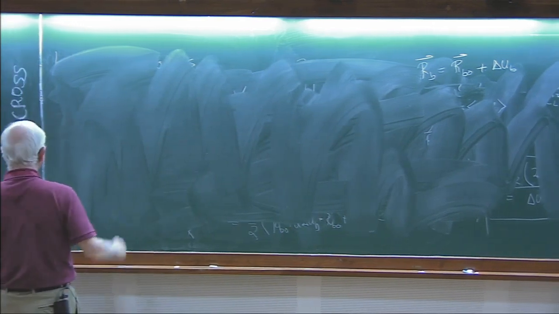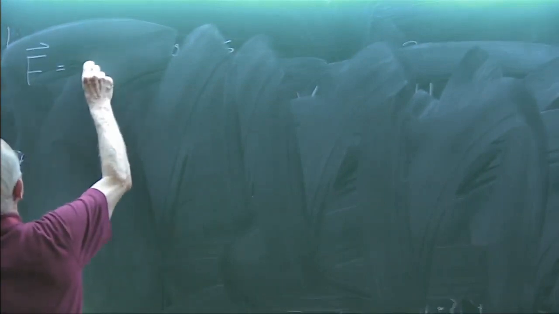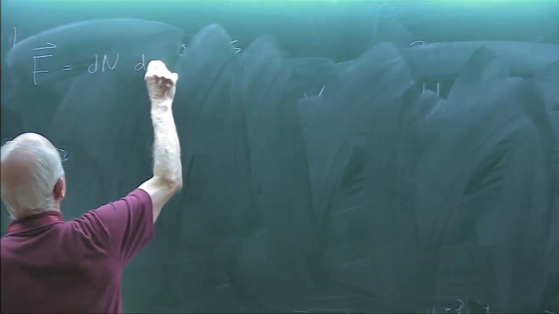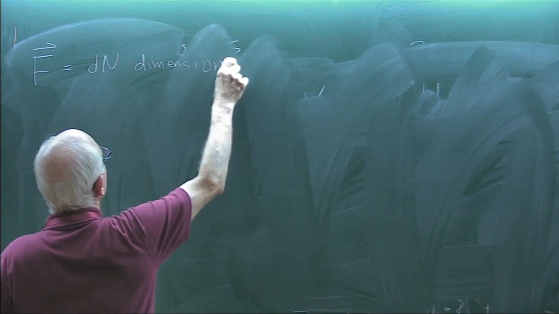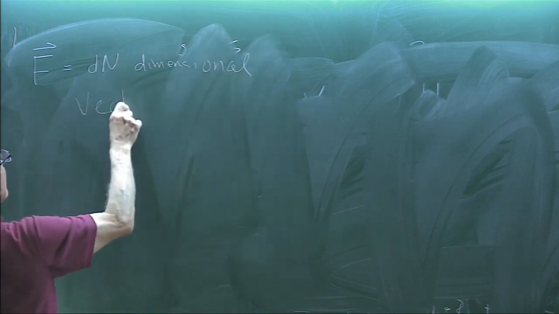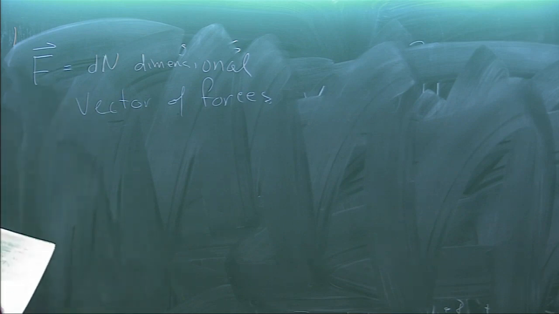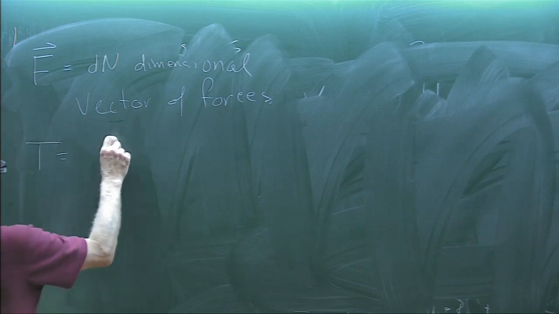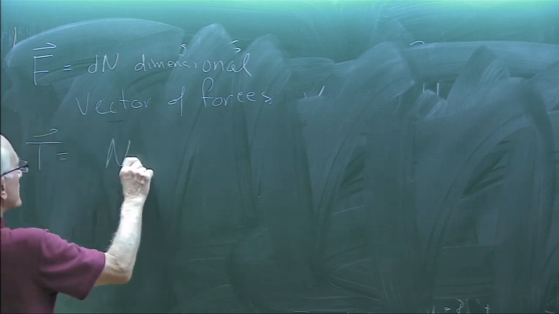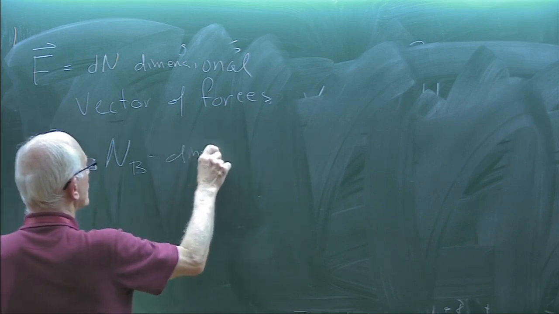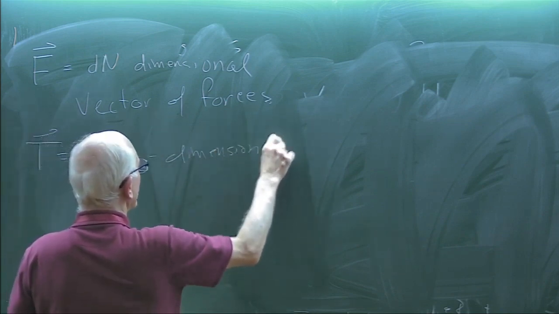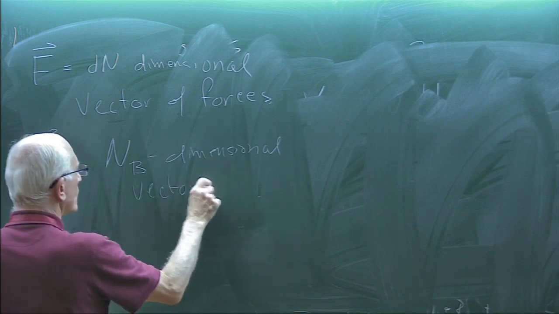So we introduced these matrices. This guy is the dN dimensional vector of forces. These are the forces at the sites. They can point in D directions and they're in N sites, so that's the dimension of that vector. We have T, which is the N_B dimensional vector of bond tensions.